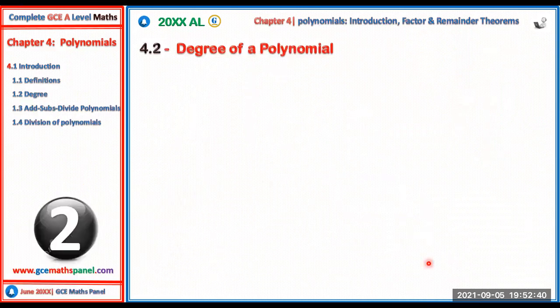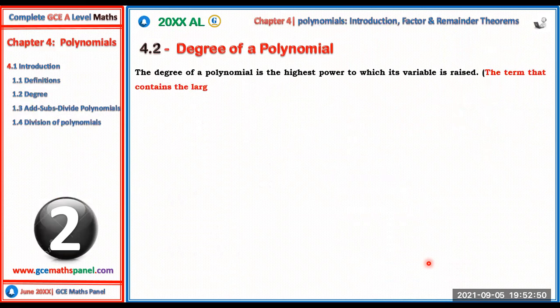Now let's look at the degree of a polynomial. The degree of a polynomial is the highest power to which its variable is raised. It is the term that contains the largest sum of exponents. So it can equally be attributed to the term with the largest sum of exponents. We are going to see in one of the examples why this definition is given.